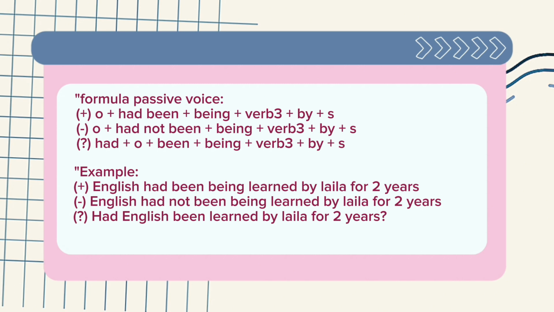Next is about the interrogative sentence. In an interrogative sentence, we can put had at the beginning of the sentence. And the formula is had plus object plus been plus being plus verb 3 plus by plus subject. For example, had English been being learned by Laila for 2 years? And don't forget to put a question mark at the end of the sentence.